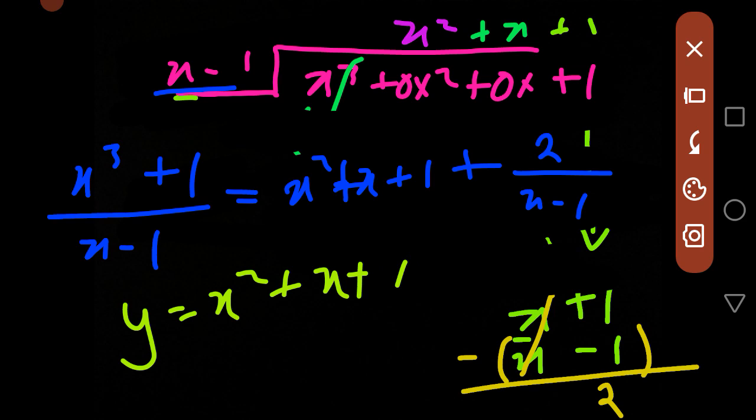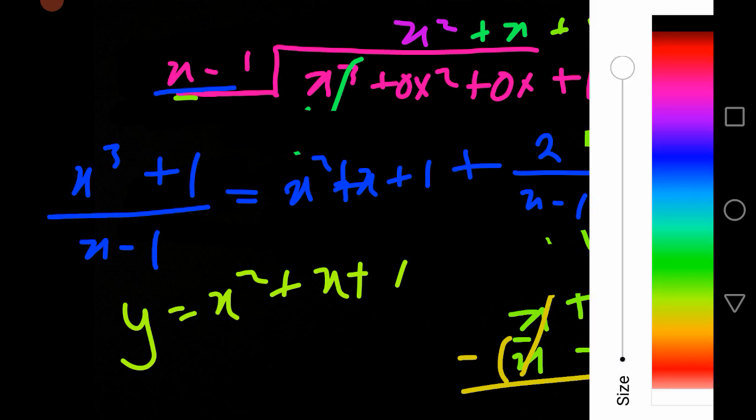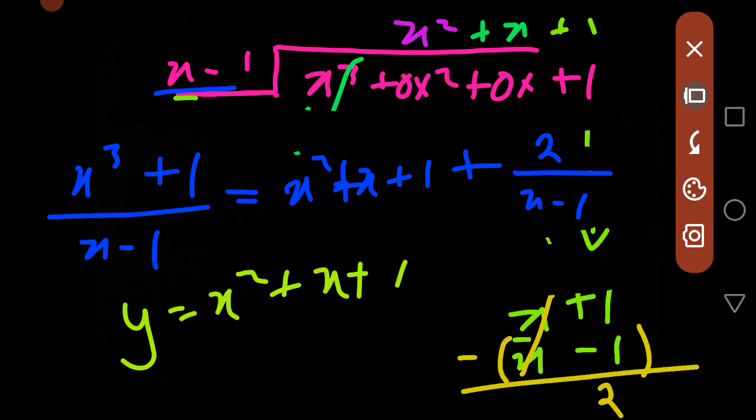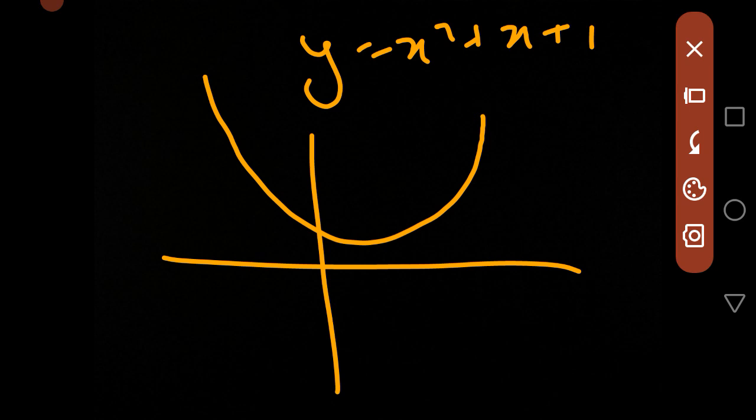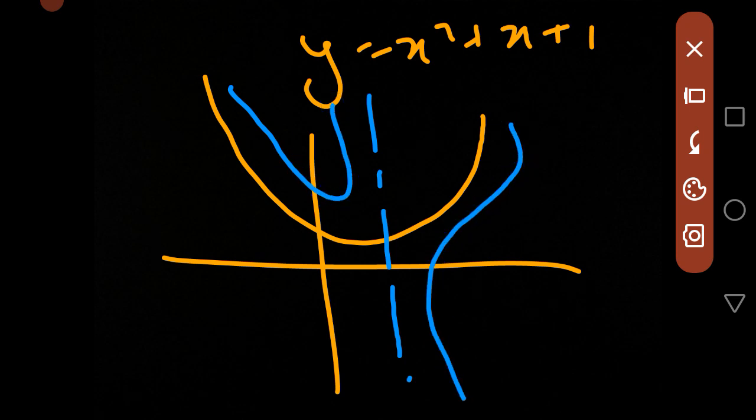So I need to graph this oblique asymptote. Now, how does such an oblique asymptote look? I would have my y equal to x squared plus x plus 1. So assuming it would come out something like this, and assuming I also had a vertical asymptote of something like that, my graph would either come out there, or it can come out there.